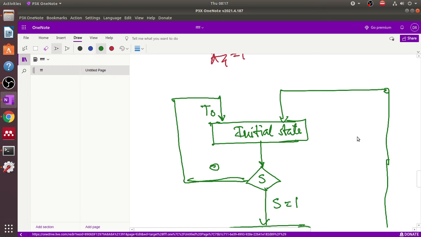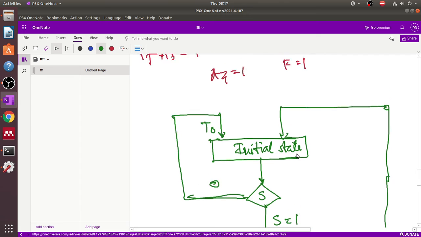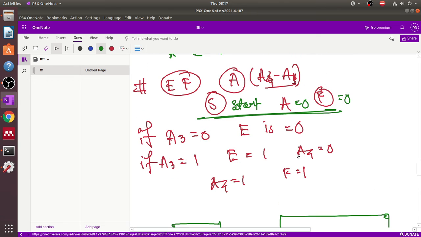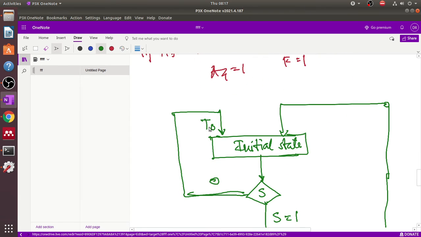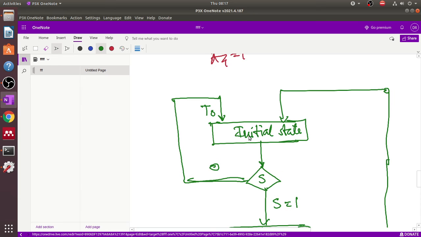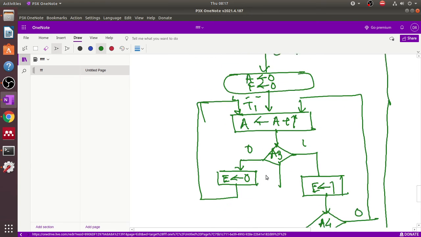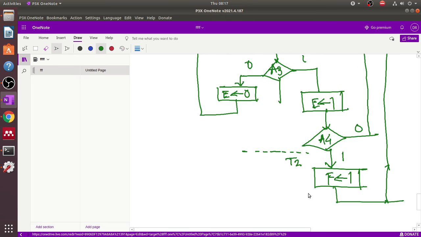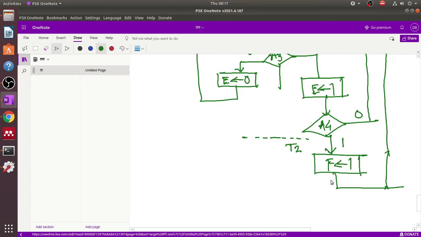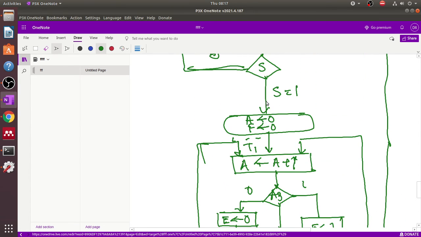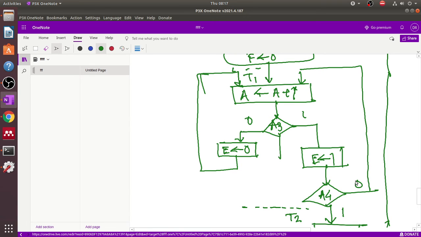So the ASM chart consists of three states and three blocks. The block associated with T0 consists of the state box, one decision box, and one conditional box. The block associated with T2 consists only of the state box. And the control logic has one external input S, and two status outputs, which are A3 and A4.